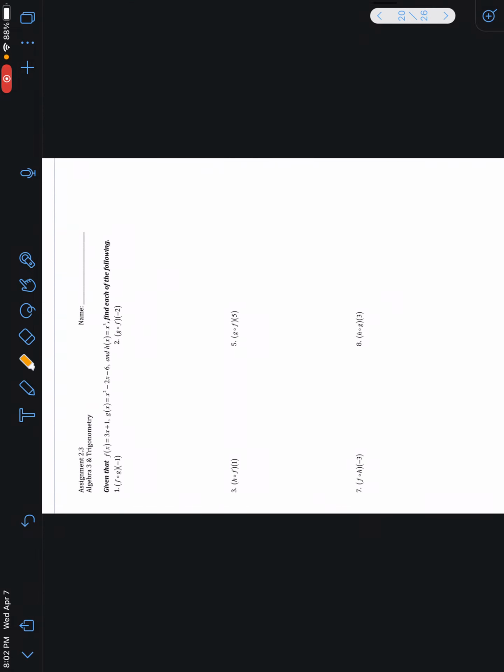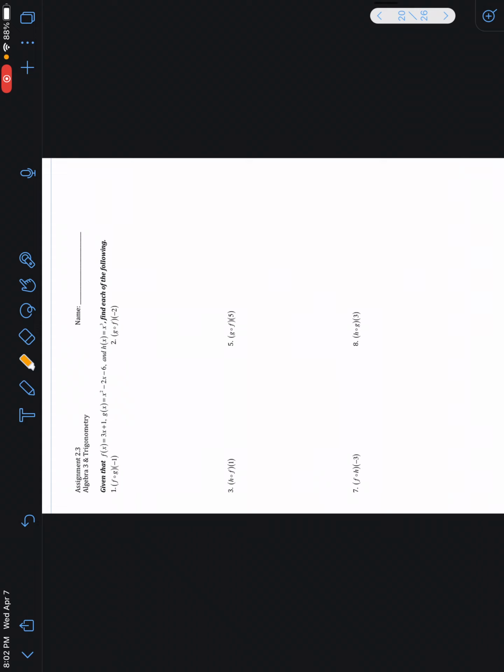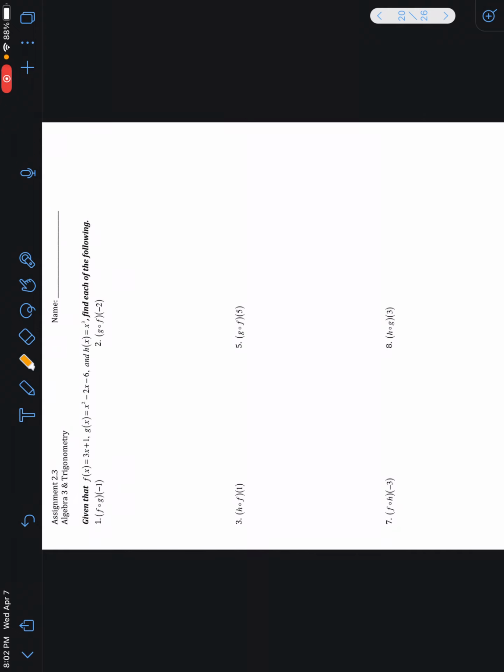Okay, guys, that was part 1 of section 2.3. What I just prepared you to do, if you take a look at assignment 2.3, you should now be able to do these 6 problems. Notice it says 1 through 8, but it's actually 1, 2, 3, 5, 7, 8. Don't worry about the missing 4 and 6.